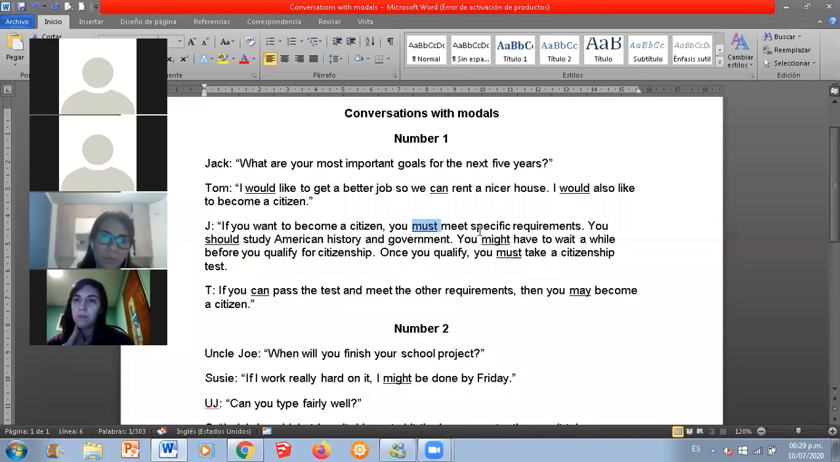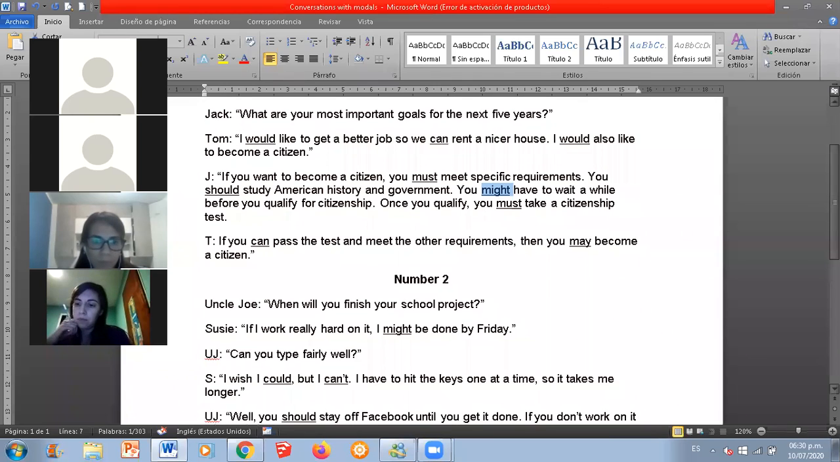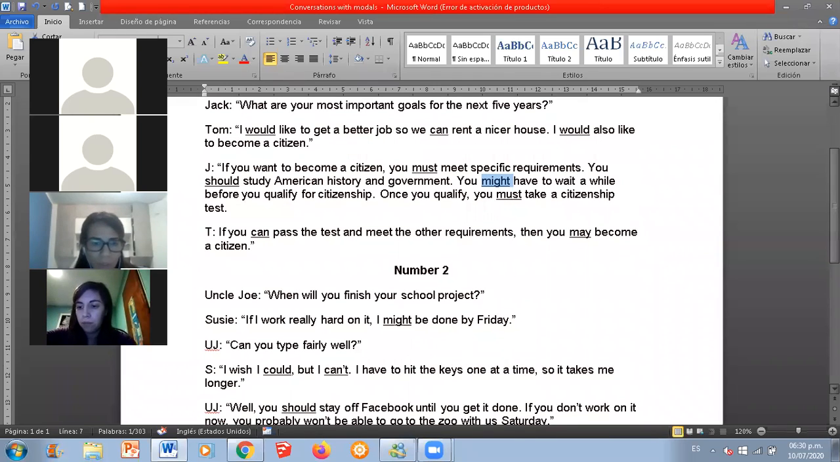So we have must. You see, you must meet specific requirements. You must take a citizenship test. So it's an obligation if you want to become a citizen in the United States, I guess. You must do that. You should. So this is like an advice. You should study before taking the test, of course, is an advice. And possibilities. You might have to wait. So it's possible that the process is not so fast and you might have to wait for a while.